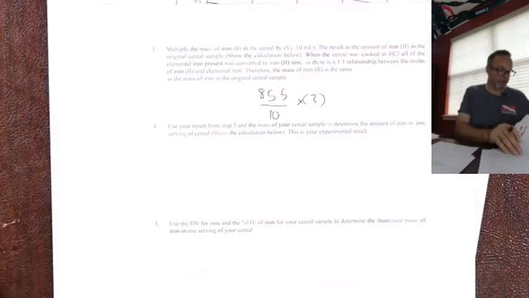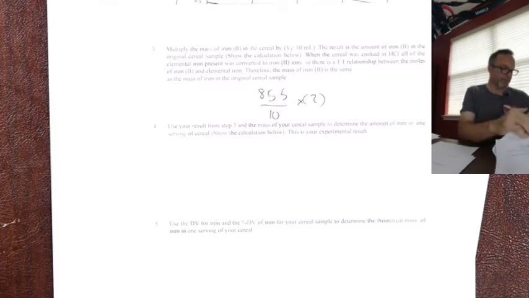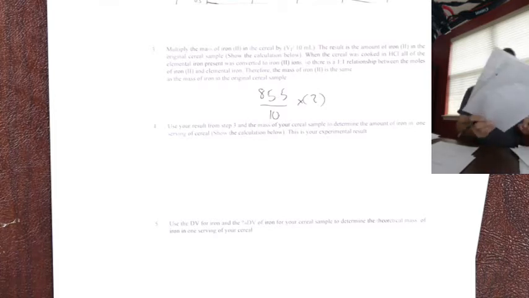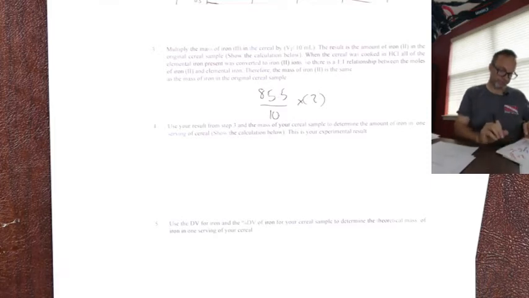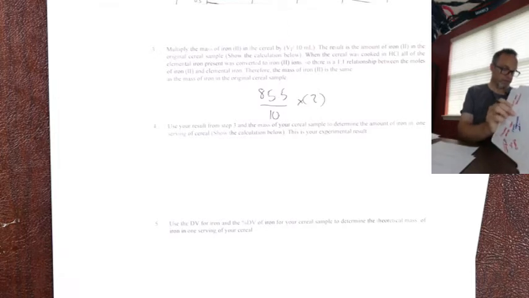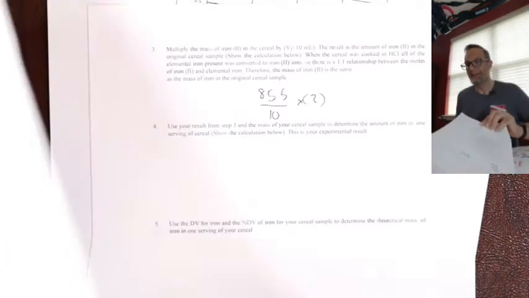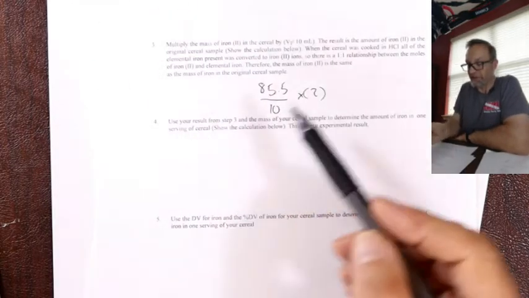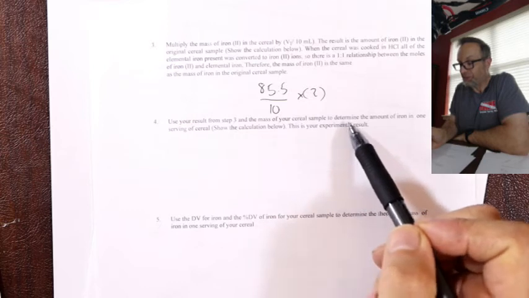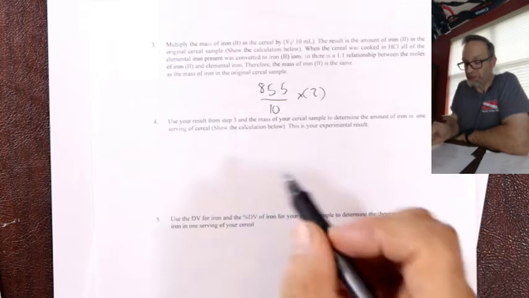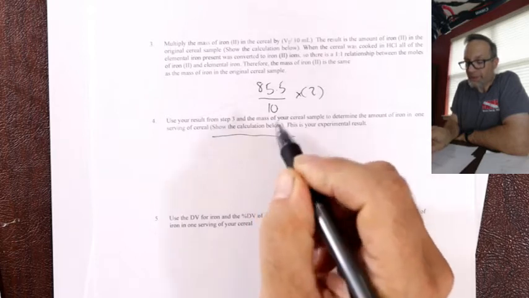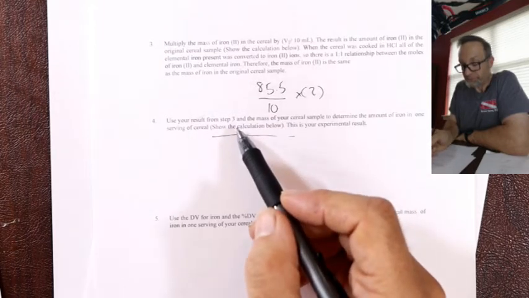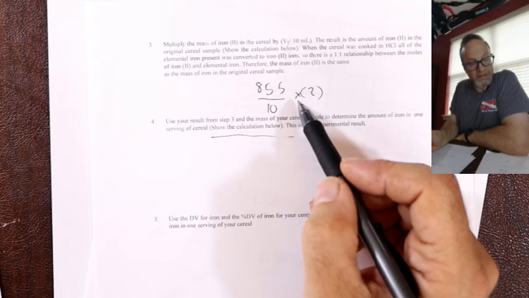So let me just show you my data set. Oh, there we go. Here's one I go through in class. So you use your result from step 3, and the mass of your cereal sample to determine the amount of iron in 1 serving of cereal. Show calculations. What does that mean? So the result from 3, that's here.